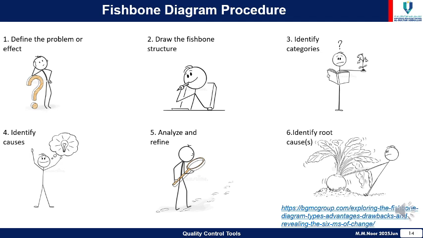The fourth step is we identify the causes. So brainstorm with a team or individually to identify potential causes for each category. Write each cause as a branch extending from the corresponding category.